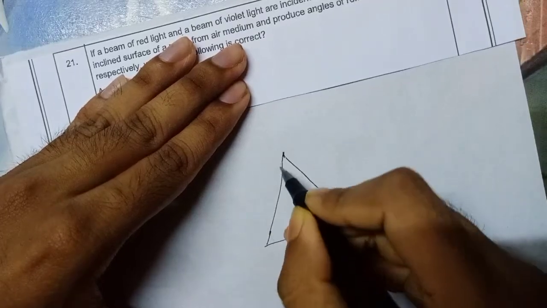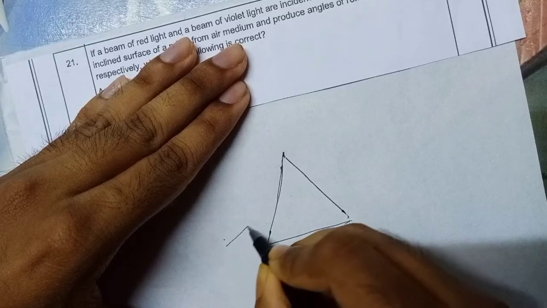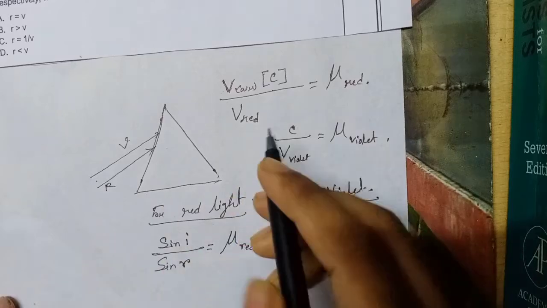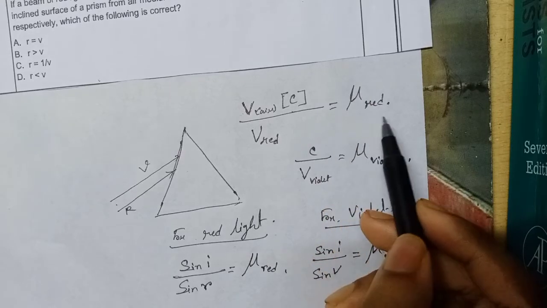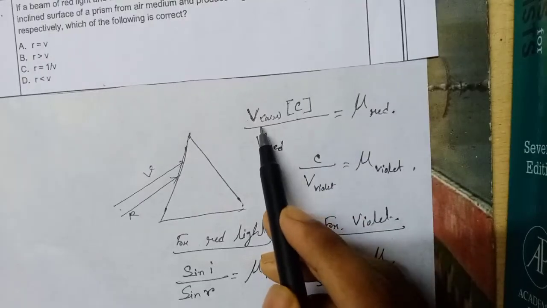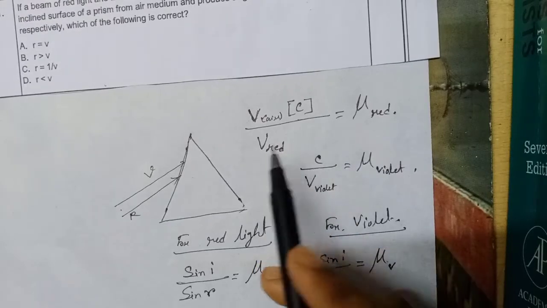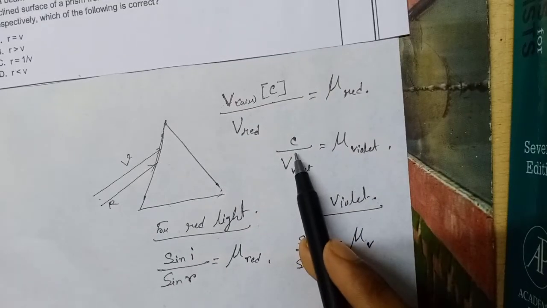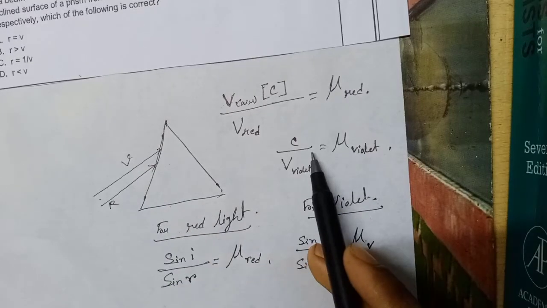Okay. So this is red light. So we know that refractive index for red light is the speed of light in air, c, divided by the speed of red light in that particular medium, here it is glass. Same for violet light, it's c divided by velocity of violet light in glass.